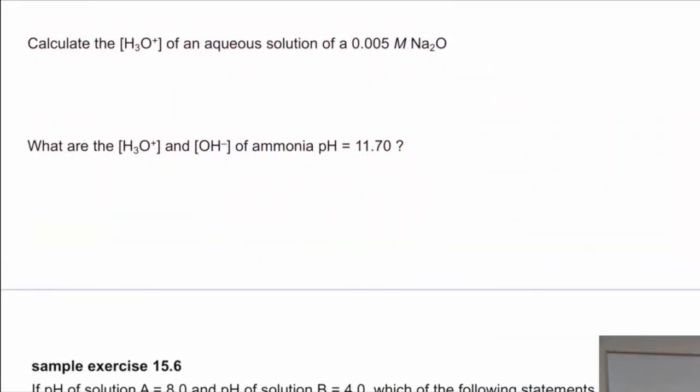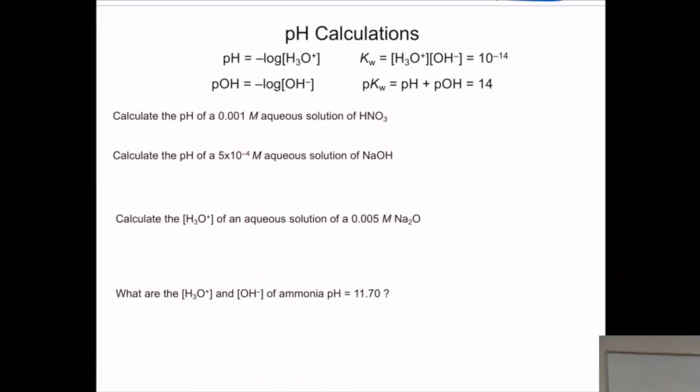What are the hydronium ion concentration and the hydroxide concentration of ammonia if we're given that the pH is 11.7? We use the same equations. You're going to need to take antilogs here. You want to try working on this?